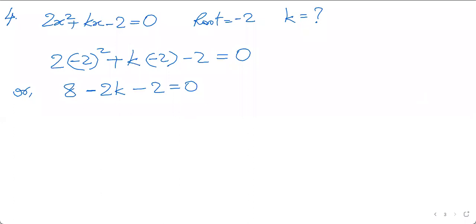This is a linear equation, so we will solve it very, very simply. So we have 8 minus 2. The variable term is -2k. Let it be like this. 8 minus 2 is 6, which is equal to 0.